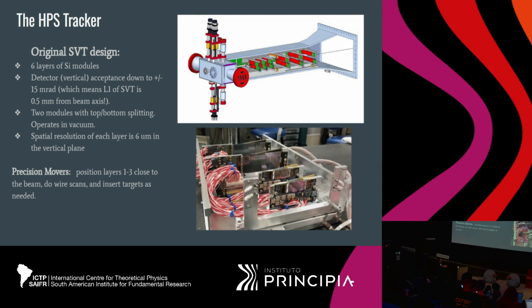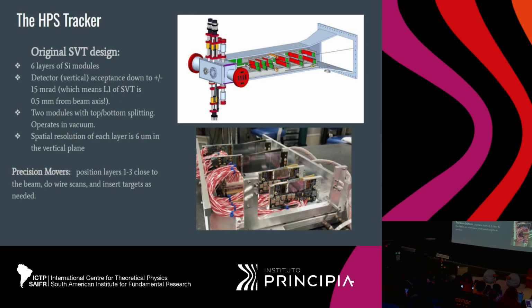The detector is split into halves. As I said, you need to get close to the beam, and what we've done is that the upper part is lowered towards the beam, and the lower part is raised toward the beam, so as to get the most solid angle covering. And you have a resolution for each layer of about 6 microns in the vertical plane. Here I have a picture of this detector, the silicon strip. So this is the active part, basically.